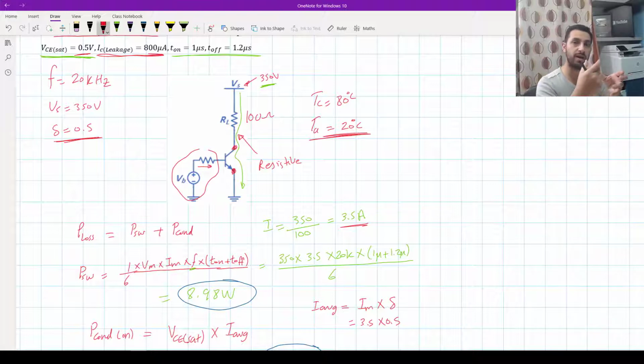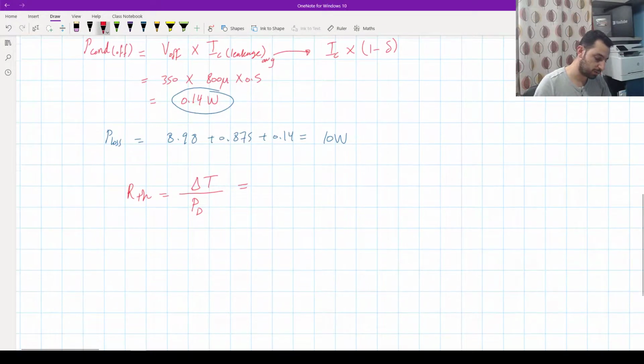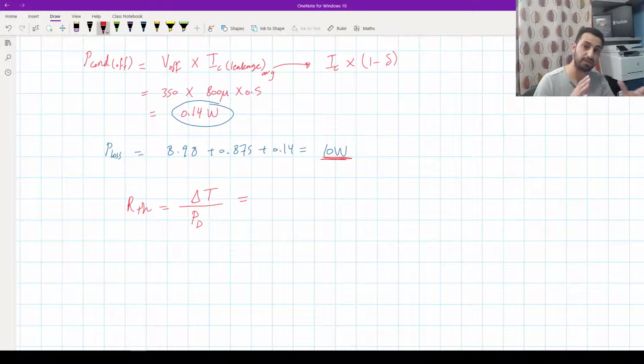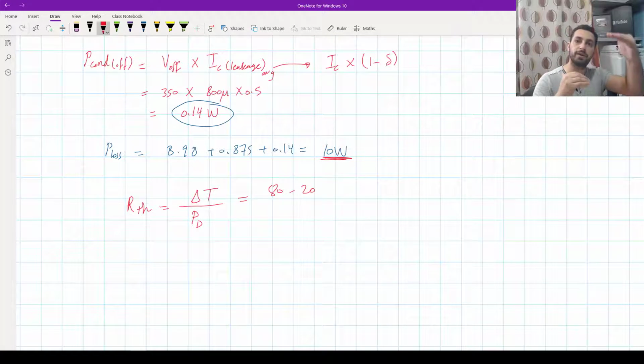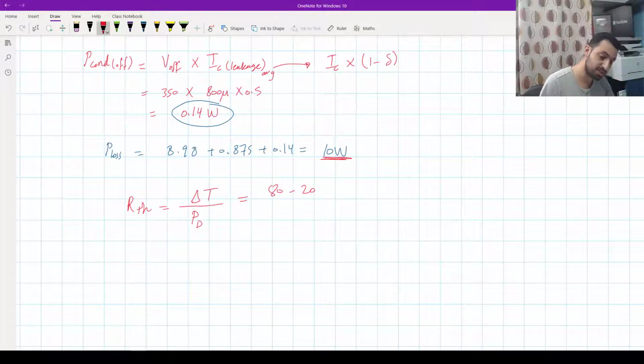We have to choose a heatsink that can take all the heat and dissipate it very fast. To do that, we have to know the difference in temperature we want to achieve for that power dissipation. We know the total power dissipation, which is 10 watts here, and we have 20 degree, and we don't want to exceed the 80 degree. So this is the range of our difference, 60, divided by 10 watt. That means 6 Celsius per watt.